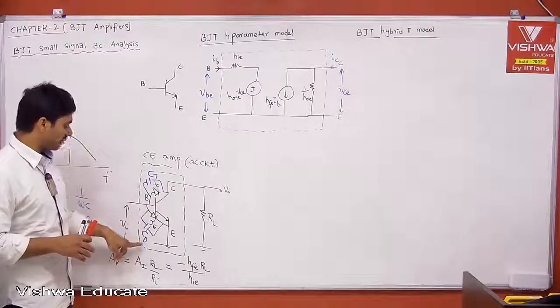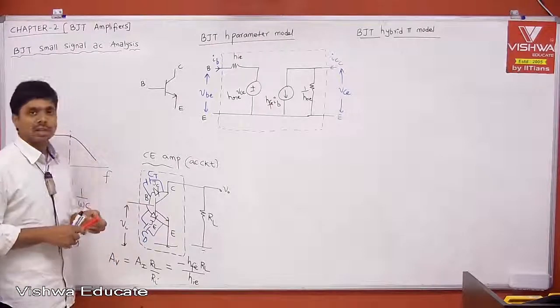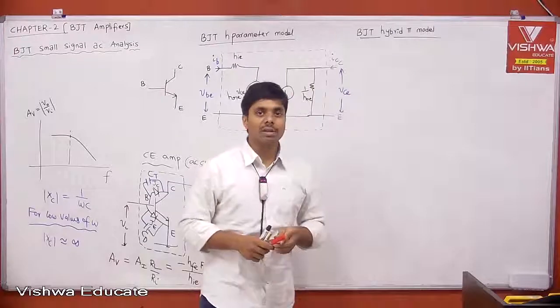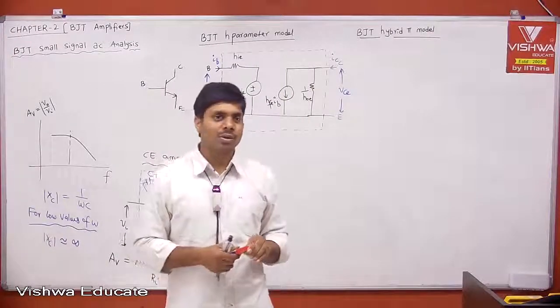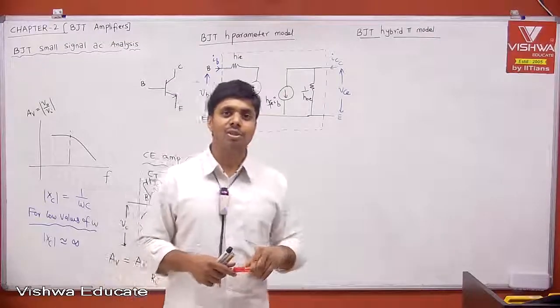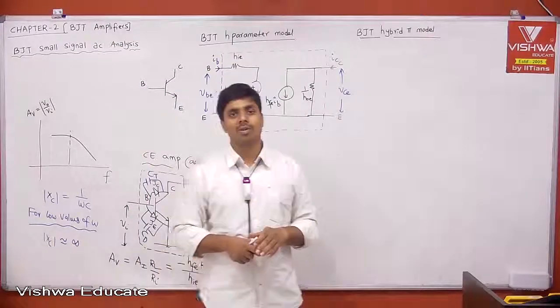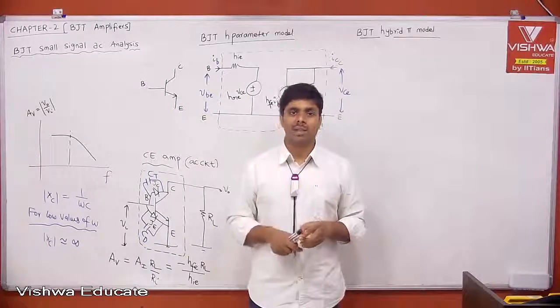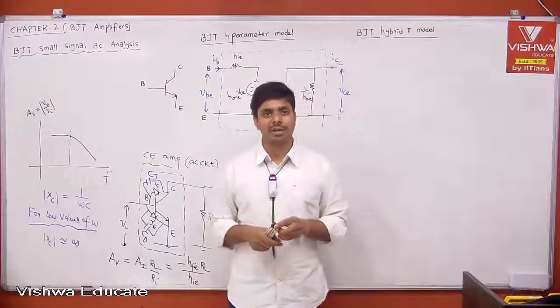CD is nothing but diffusion capacitance, CT is nothing but transition capacitance. Now we need to account for those capacitances and then draw another equivalent circuit. That is what is called the BJT hybrid pi model. That is what is used to calculate the frequency response of your BJT amplifier, and from which people calculate the bandwidth of your amplifier.